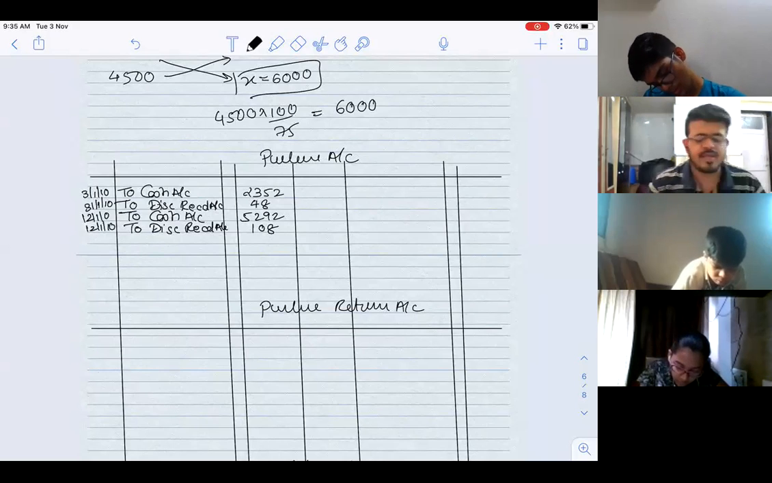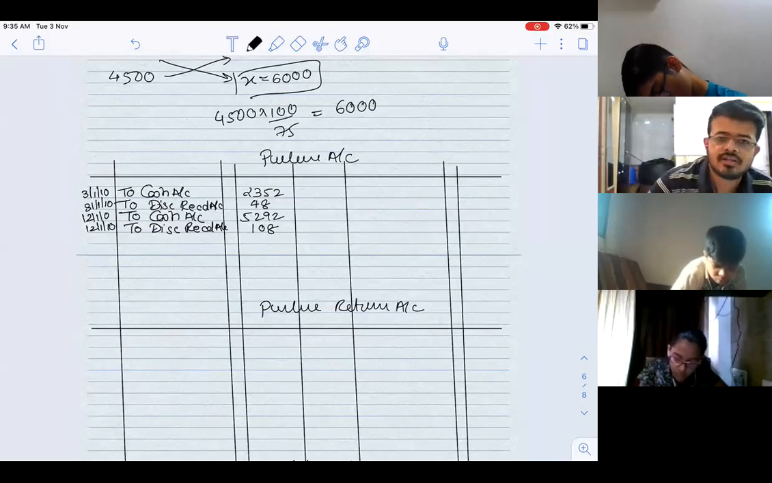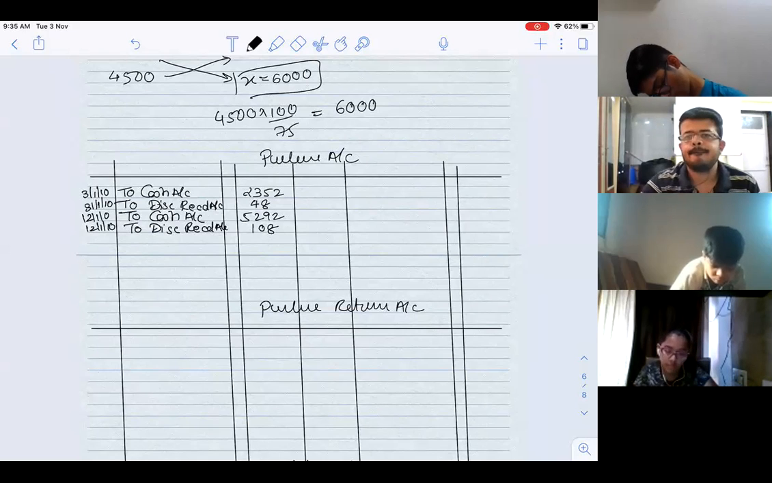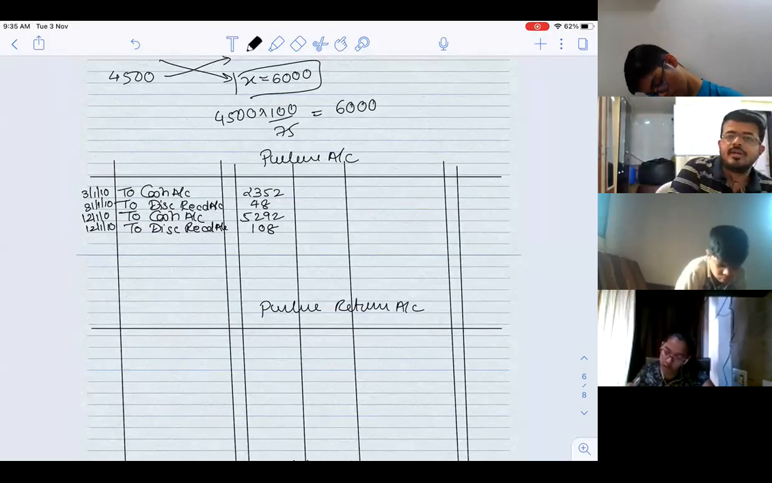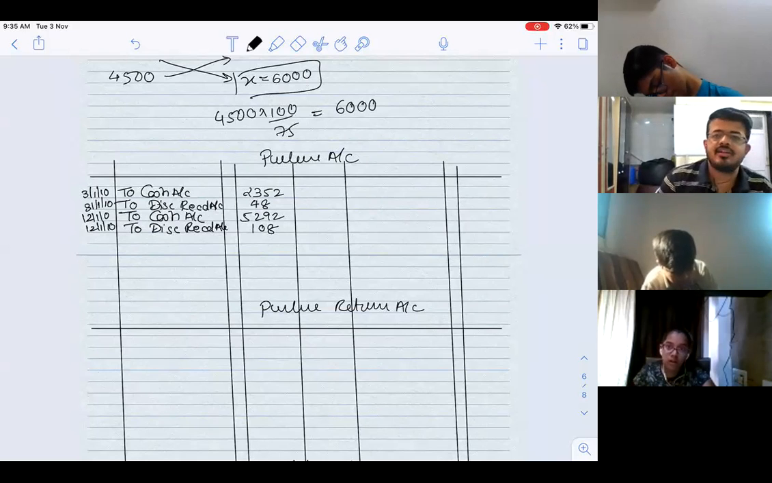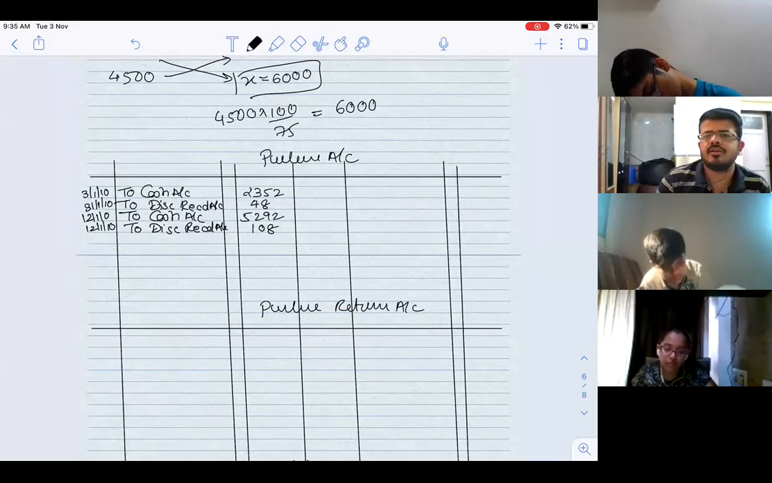Any other cash purchase we have? Check कर लो बराबर से. Scan through the problem. Don't have, right? So now you can post the credit purchase का part. Credit purchase कैसे करना है? Individually करना है कि सीधा total लिखना है?